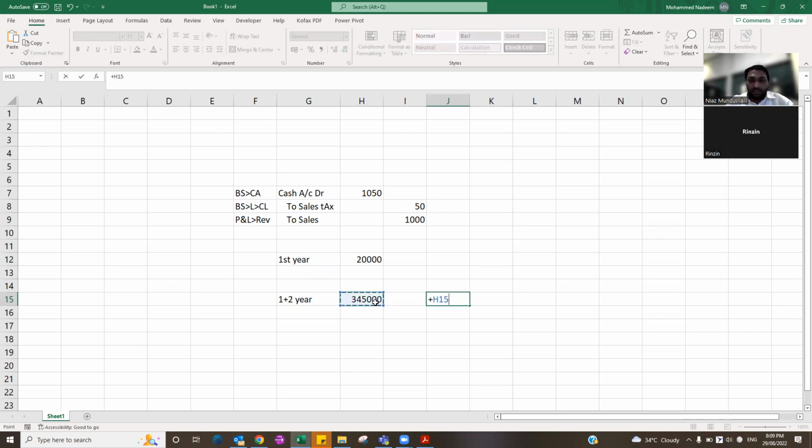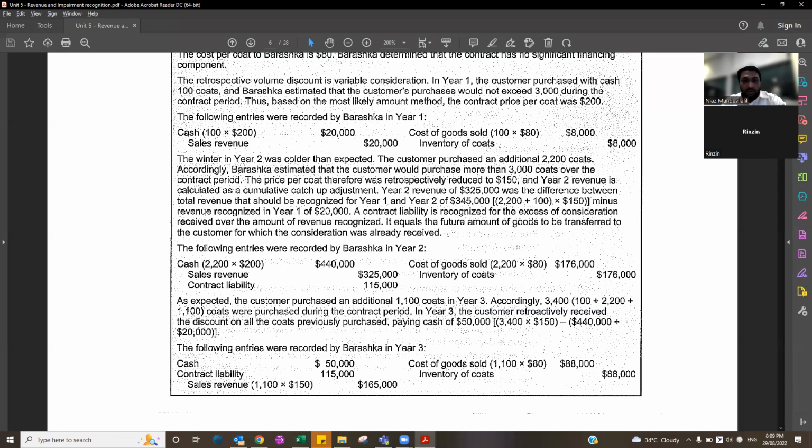150 multiplied by 2,022. Okay, yes. Because 20,000 he already paid, right? So now he has to pay 325,000. Now, sales revenue. So your sales will be cash on 2,200 units into 200. That's what you're going to collect. Got it? Because you don't know whether he will complete or not.